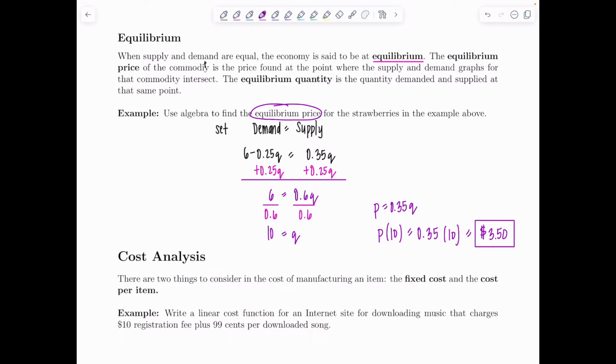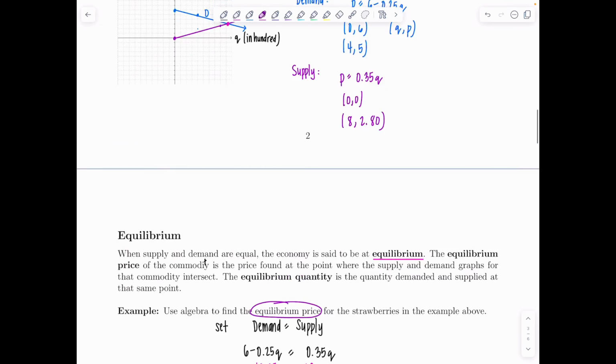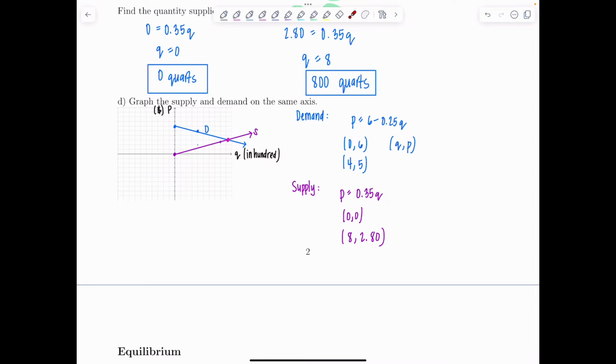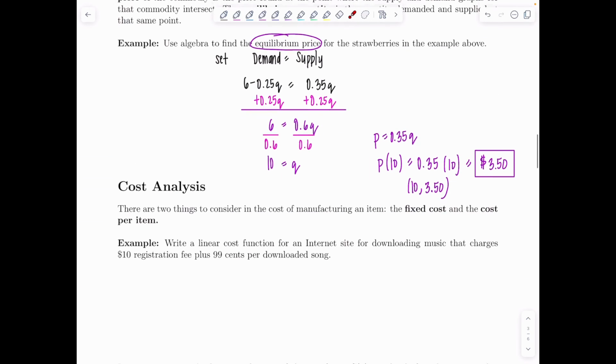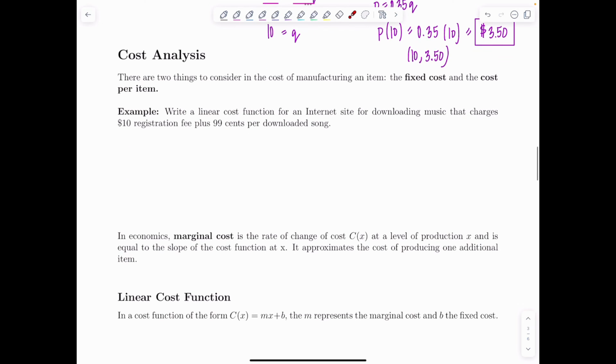Does that match with what we graphed up above? Let's go check. Q is 10 and the price is $3.50. Let's see. Q is 10. 1, 2, 3, 4, 5, 6, 7, 8, 9, 10. Okay, it should have been scooted over a little bit. 350. 1, 2, 3, 50. Okay. So probably this 280 messed it up a little bit. It just needed to be scooted over a wee bit more. But yeah, so you can see algebraically, we have a lot more precision. If you're relying on a graph to find equilibrium, it's not so reliable unless it's a computer generated graph.